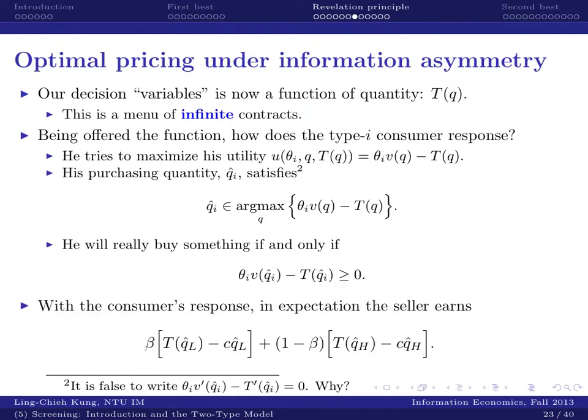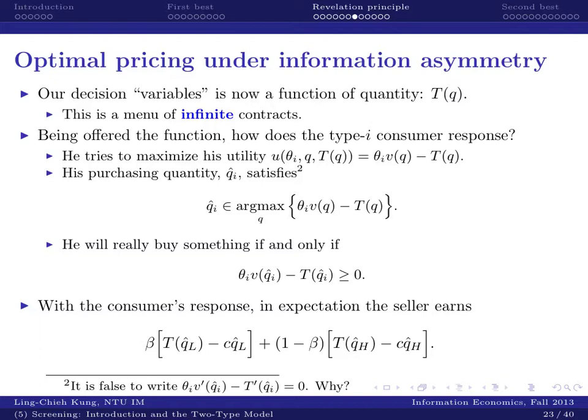So with this response, I know I will induce them to do these two things. The type L consumer is going to find one optimal quantity. The type H consumer is going to find another quantity, and this will be my expected profit.